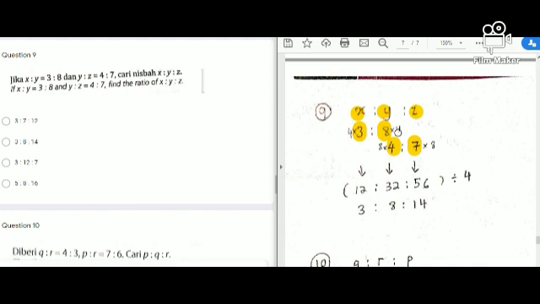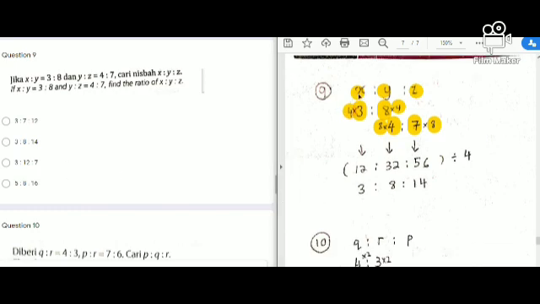32 also. And must remember, when on this side you multiply with 8, the other number on this side must multiply with 8 too. Okay, and here when you multiply with 4, the number in the same row must multiply with 4 too. So x will become 12. Here, since it's already the same, so 8 times 4 is 32 and 7 times 8 is 56.